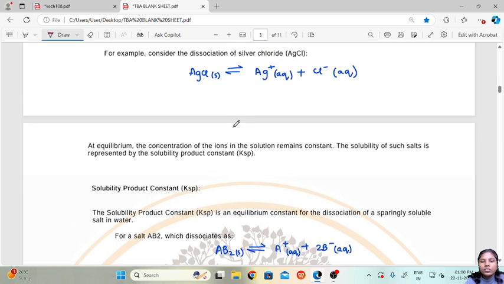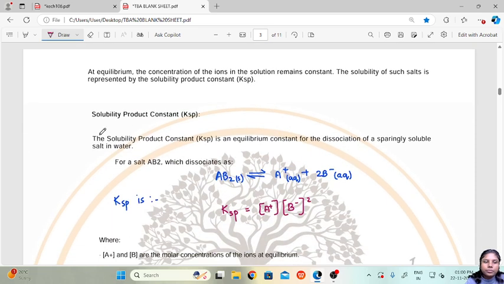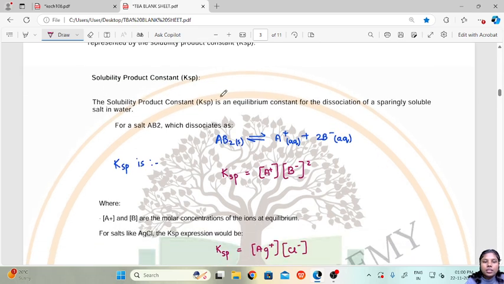Now for such solutions where saturation occurs so quickly, we determine the solubility by using something known as the solubility product constant, given by Ksp. The solubility product constant is an equilibrium constant for the dissociation of a sparingly soluble salt in water. Say we have AB2, which dissociates as AB2 going to A+ and 2B-, two molecules of B are there.